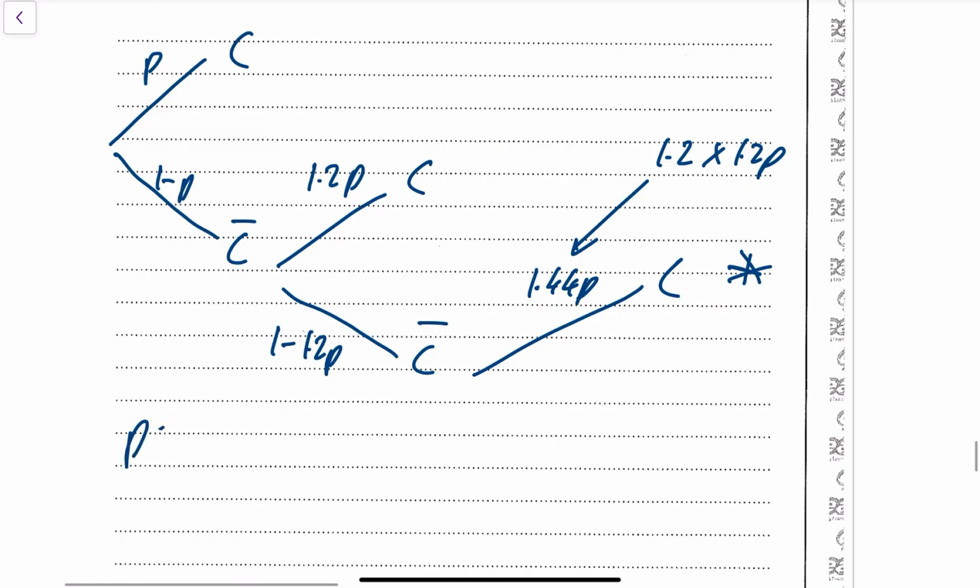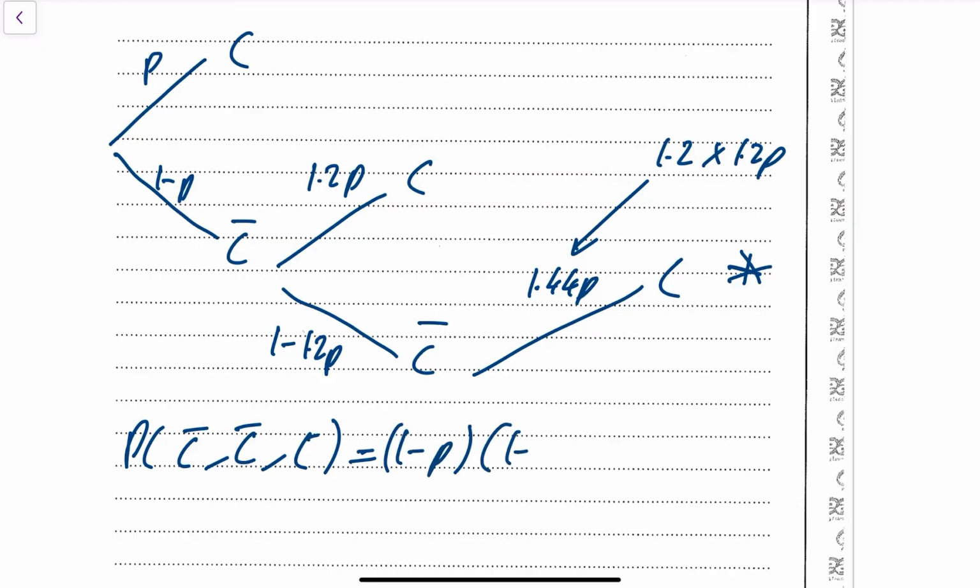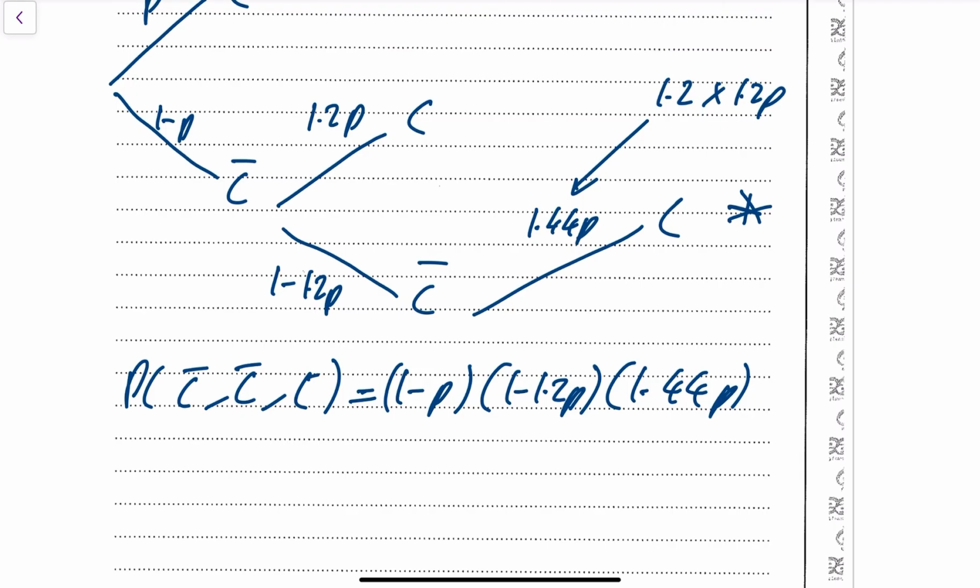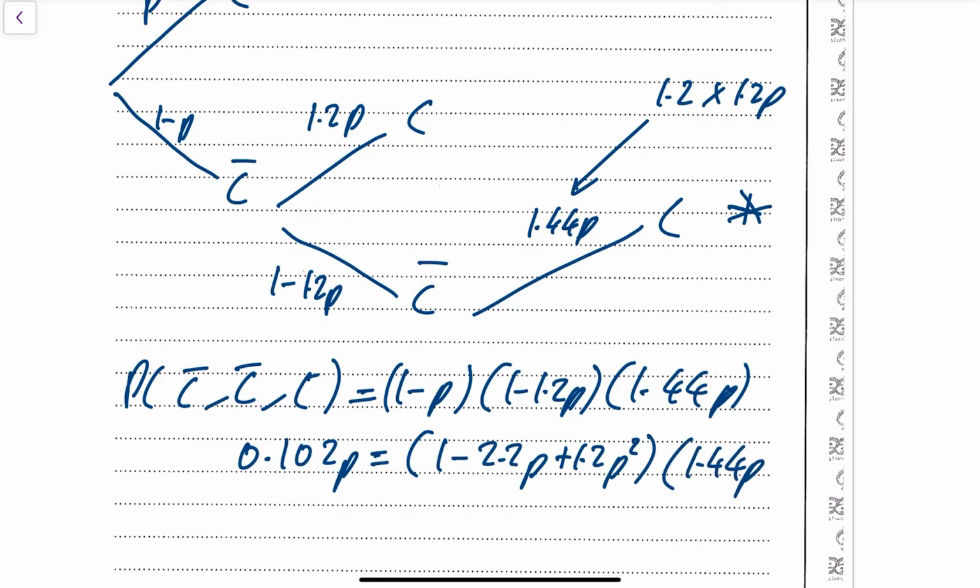So you want the probability of getting not correct, and then not correct, and then correct. So it's 1 minus p times 1 minus 1.2p, and then times 1.44p. And we also know that was equal to 0.102p. Now we just start multiplying this thing out. I've multiplied out the first 2 brackets, and that gave me 1 minus 2.2p plus 1.2p squared, and that's times 1.44p.